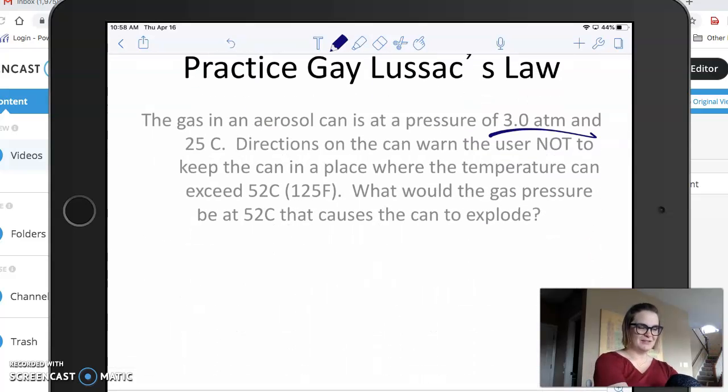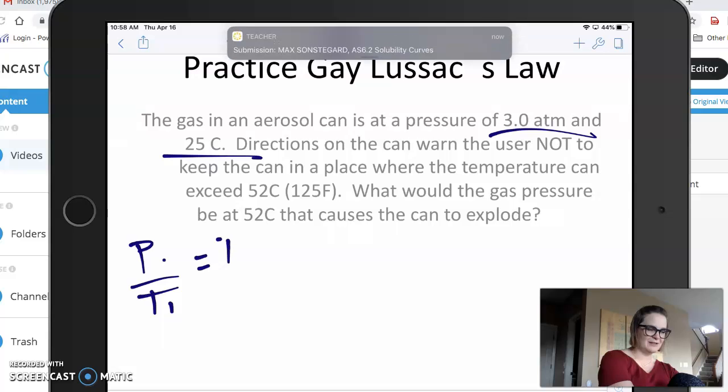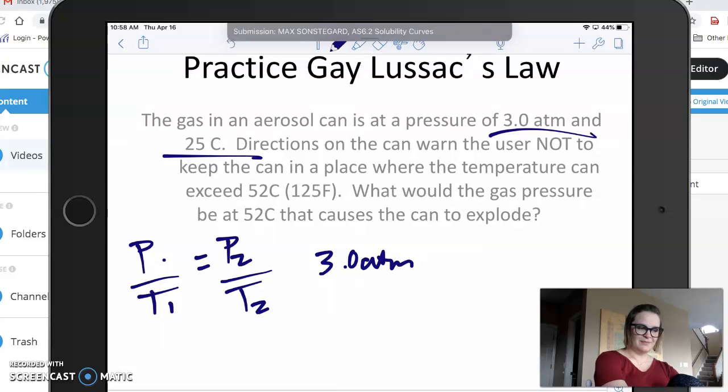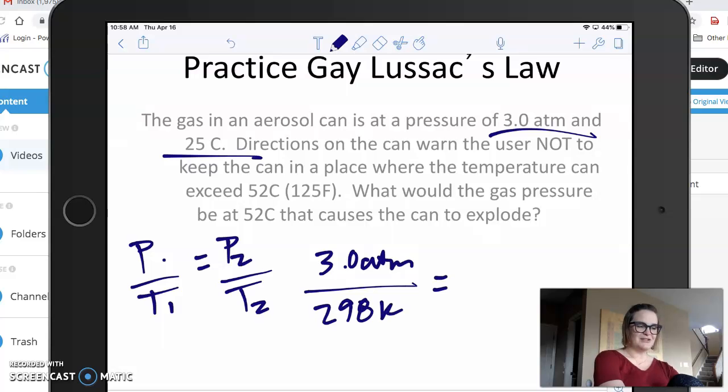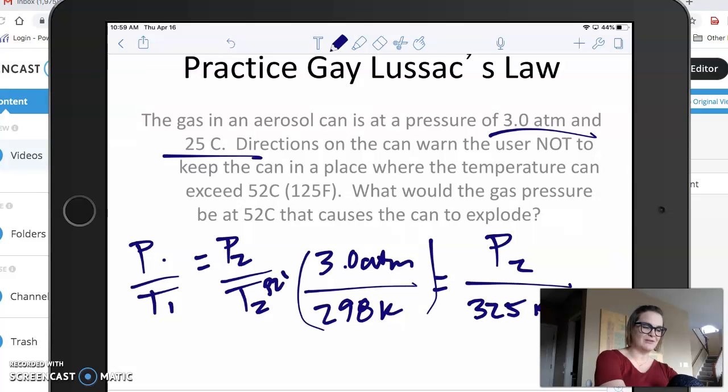Here we go. Pressure, temp. Temp again has to be in Kelvin. We're going to use Gay-Lussac's law, this one, P1 over T1 equals P2 over T2. Our pressure is 3 atm. 25 degrees Celsius plus 273 is 298 Kelvin. And we are changing the temperature to 52 degrees Celsius, so T2, 52 plus 273 is 325 Kelvin, and we are just solving for P2. So multiply both sides by the 325, Kelvin goes away, we're left with atm, and I got as our new pressure, since we added heat, the pressure should have gone up, 3.3 atm.